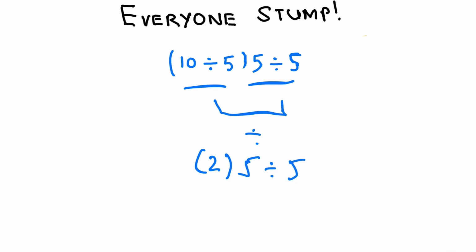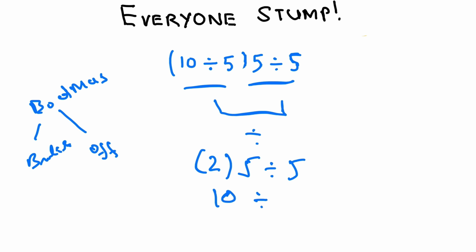Now 2 of condition in BODMAS. BODMAS, B for bracket, and O for of. Okay, so now the of condition: 2 multiply 5 is 10, divide 5.